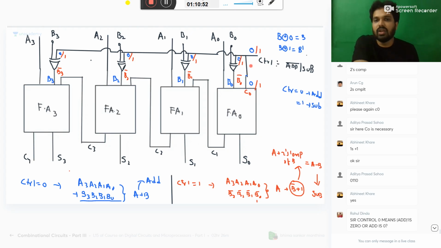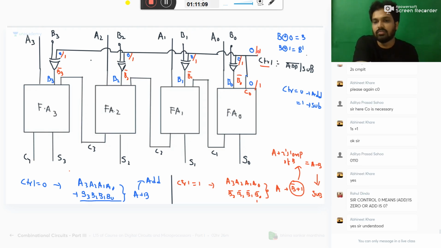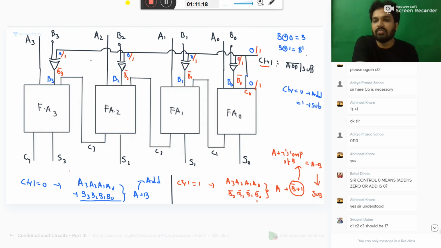Control is the name we have given. You can give your own name, Rahul. Okay, it is just a name. When Rahul is equal to 0, this circuit will do addition. When Rahul is equal to 1, it will do subtraction. Control is just the name I keep for this line. You can keep any name, no problem. If it is 0, it is performing addition. If it is 1, it is performing subtraction.